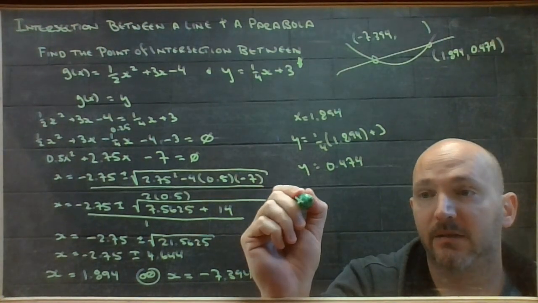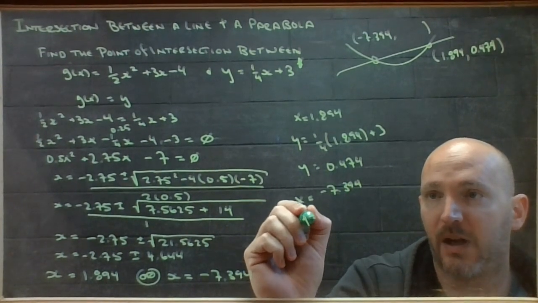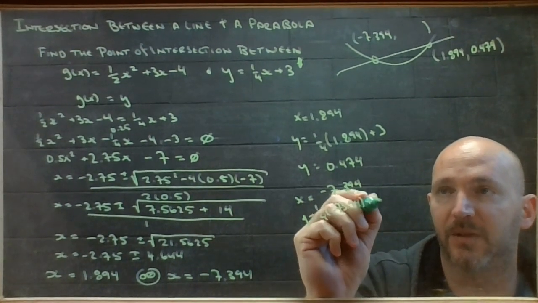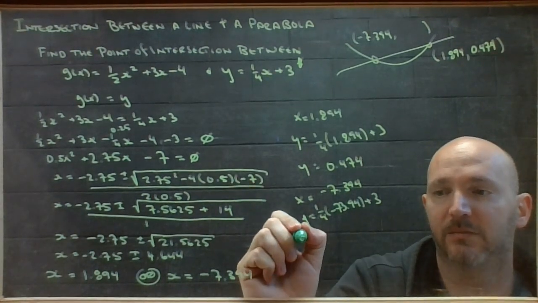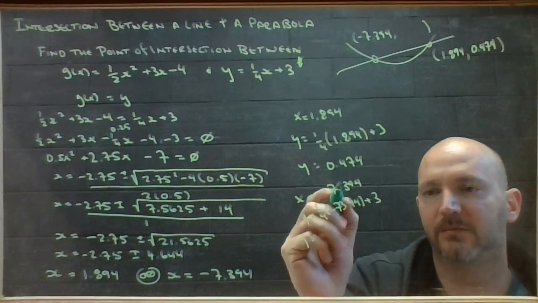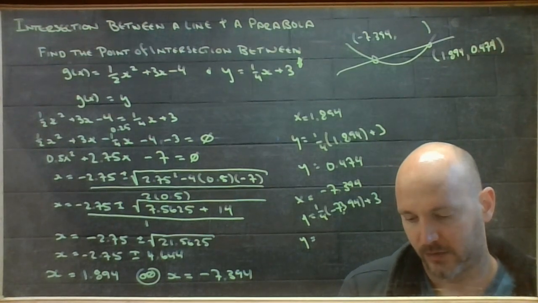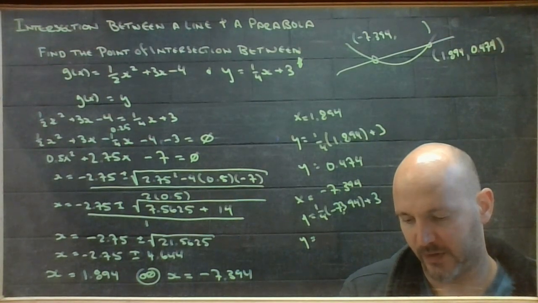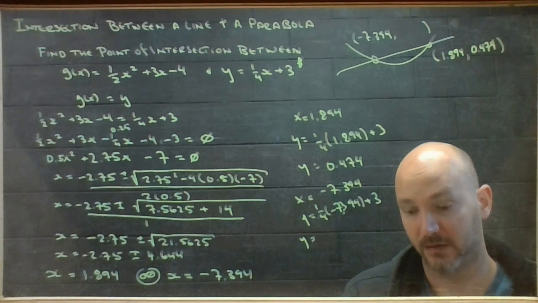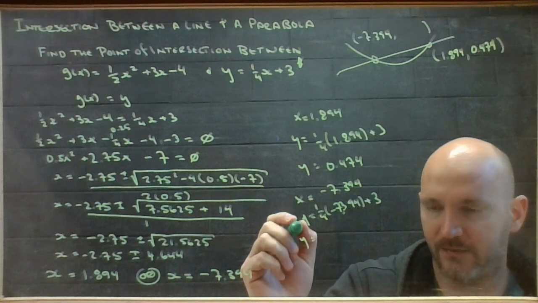And when x is negative 7.394, y will be 1/4 of that, plus 3, because that's the equation I'm using. I put the 7.3, not 73. Negative 7.394 times 1 divided by 4 plus 3 gives me 1.152.